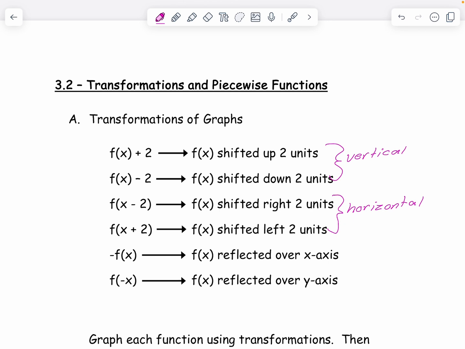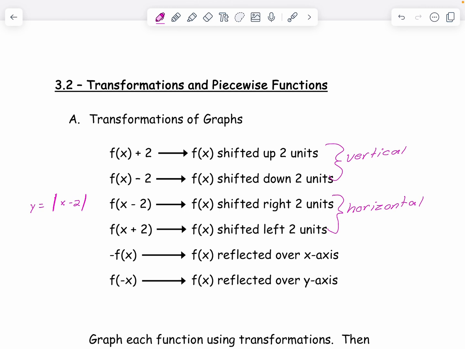So for horizontal shift, you're going to have something added or subtracted inside of the function. So an example of that would be, let's take the absolute value. If we have the absolute value of x minus 2, so we have x minus 2 inside of the absolute value or the square root or the parentheses or whatever, then that's going to be the absolute value function. And then we're going to take the entire thing and we're going to shift it to the right 2 units. So the whole picture just picks up, moves over 2 units, and plops back down again.